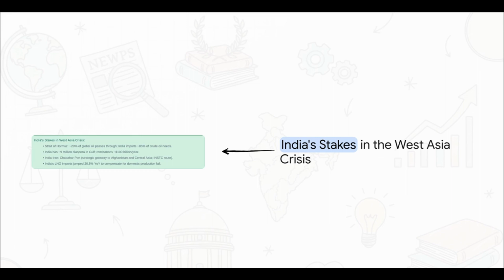And for India, our vulnerabilities in this geopolitical flashpoint are incredibly acute. Let's trace the geography of the crisis for a second. About 20% of all global oil passes through the narrow Strait of Hormuz, right? And India imports roughly 85% of its crude needs. But we have to look beyond just the immediate oil shock.